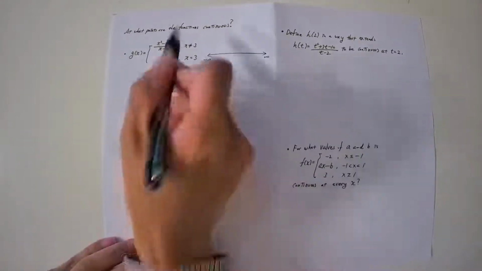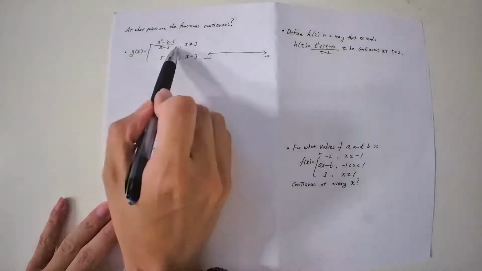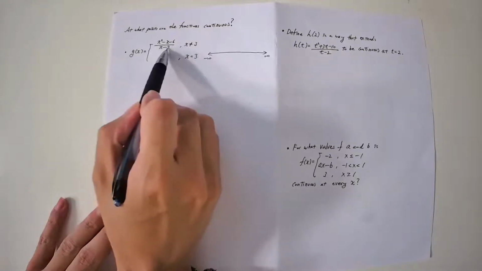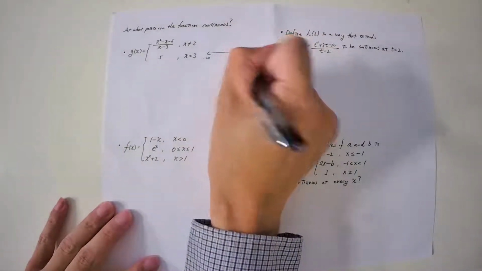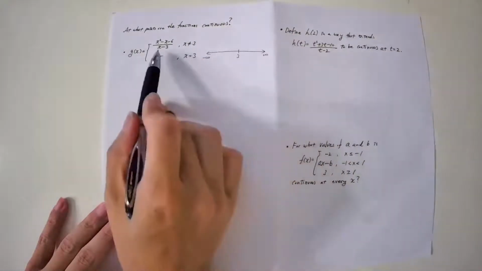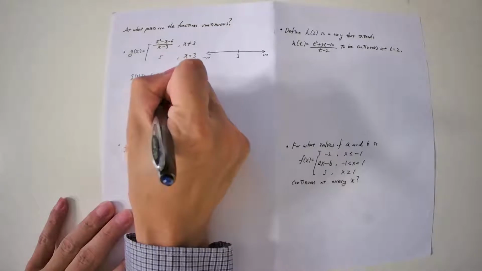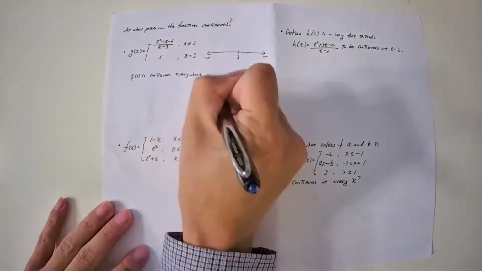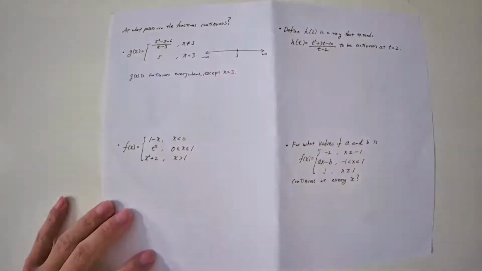The first thing you should know is this rational function is continuous everywhere where it is well defined. So this function is well defined everywhere except possibly at the value of 3, which makes the denominator 0. So everywhere except 3, it's continuous. So g of x is continuous everywhere, possibly except x equal to 3.